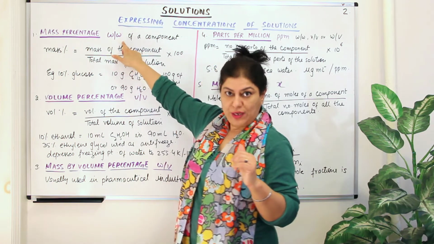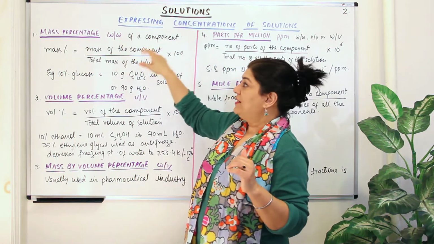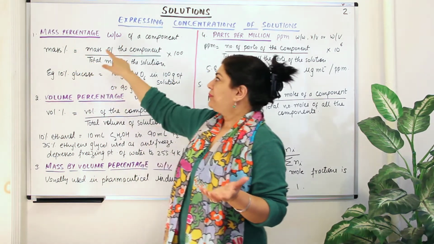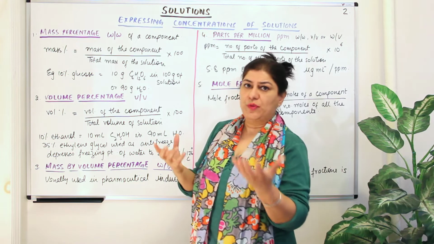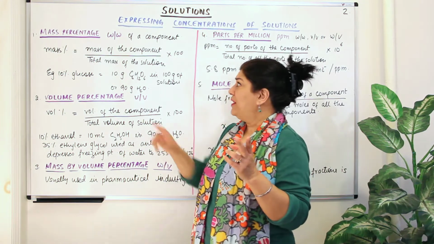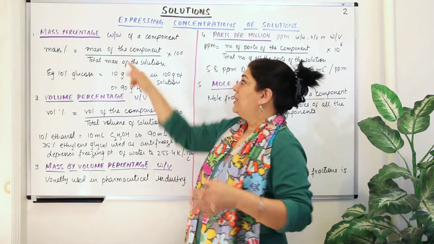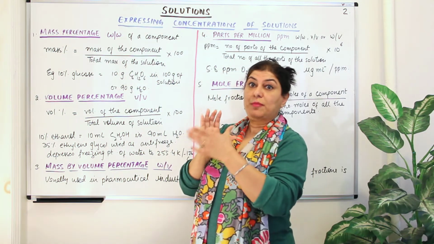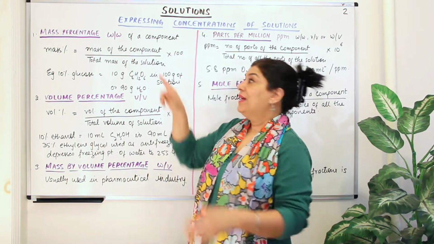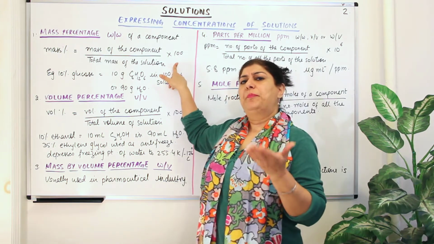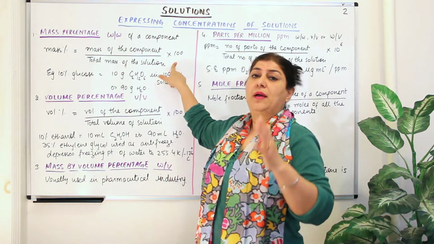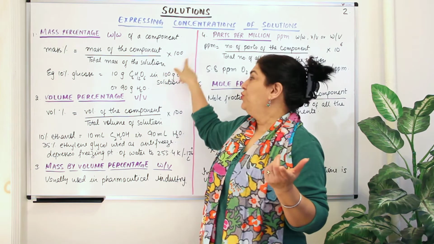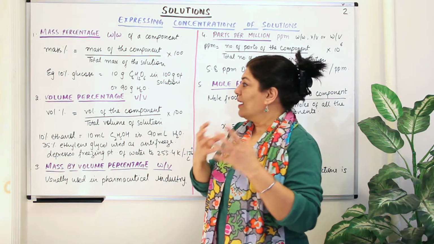So what is mass percentage? It is the weight upon weight ratio of a component. Mass percentage would be equal to the mass of that particular component, which is the solute, in binary solutions, divided by the total mass of the solution, which means the total mass of solute plus solvent, into 100. That means how many grams out of 100 grams is the solute, whatever unit of mass you take. So it is mass percentage.